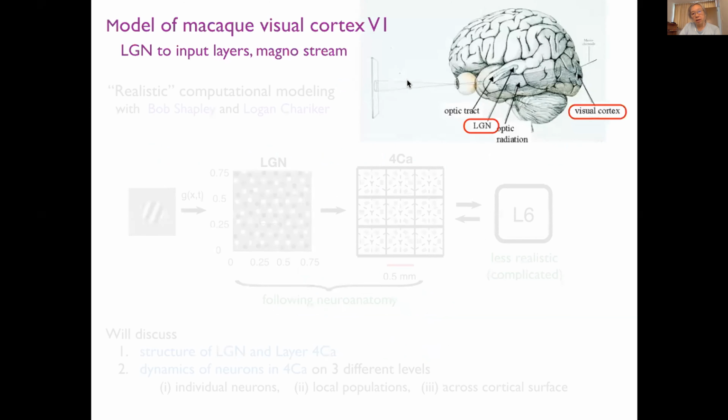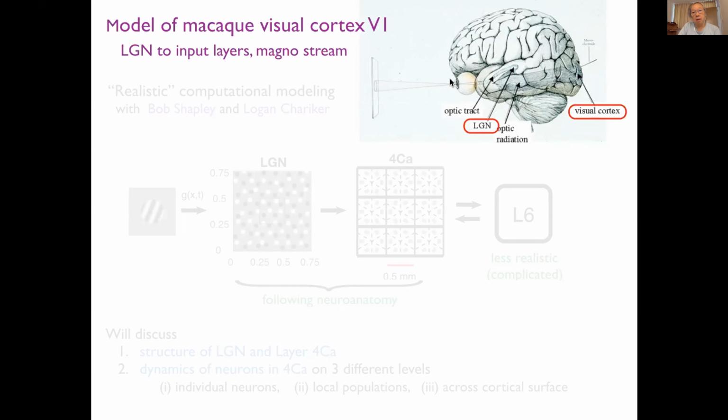So as information enters the eye, going to the retina, and in one synapse, it goes to something called a lateral geniculate nucleus, shaped like a knee. And in another synapse, it goes to the back of the head, where the visual cortex is located. So the model that I like to talk about goes from LGN, I skipped the retina part, to the input layers of the visual cortex.